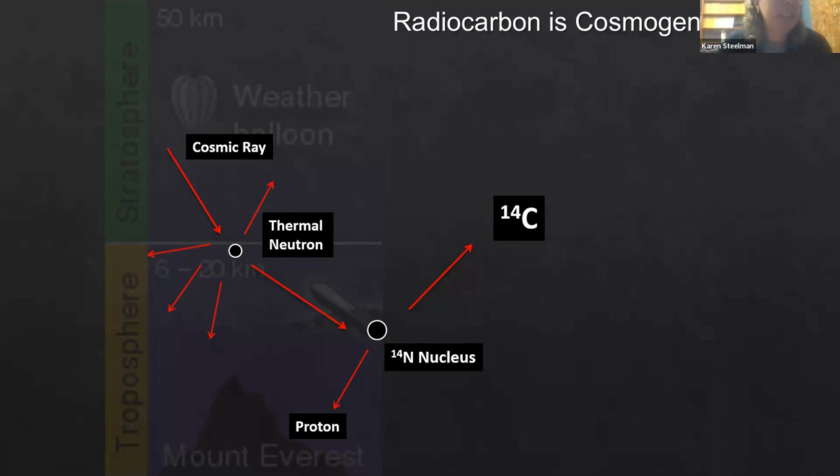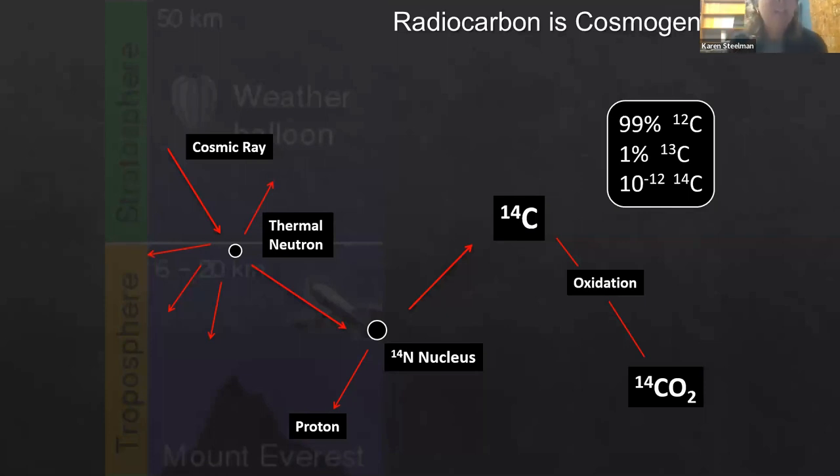This carbon 14 is produced in the upper atmosphere through this process, and it gets quickly oxidized to carbon dioxide. So you have carbon 14 in the form of carbon dioxide that is mixed in our atmosphere. Now, there are three naturally occurring isotopes of carbon. You hear that word isotope, and maybe you're not sure what that is.